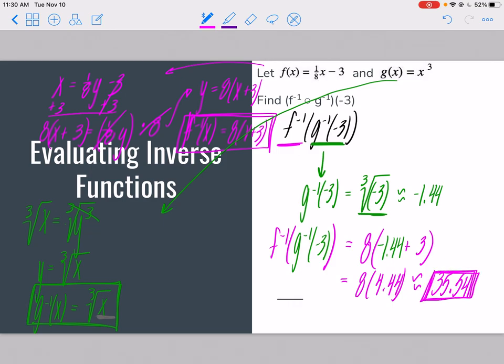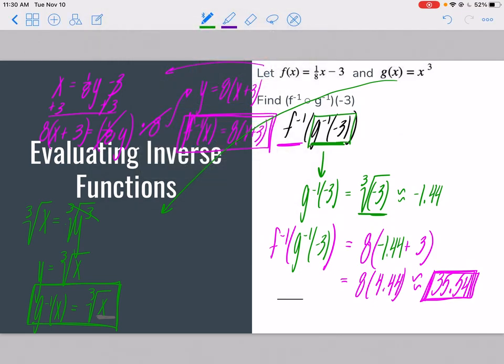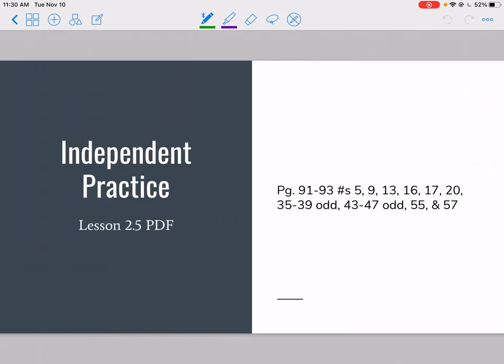Okay, now a lot of times it's going to work out a little bit more nicely than this, but in this specific instance, we end up with kind of a messy decimal. So all you have to do is start with doing the inside, okay, evaluating that, and then plugging that back in to the outside. All right, so that is all for today.